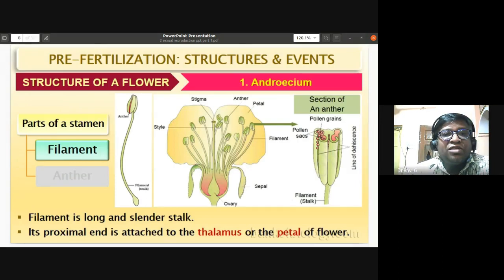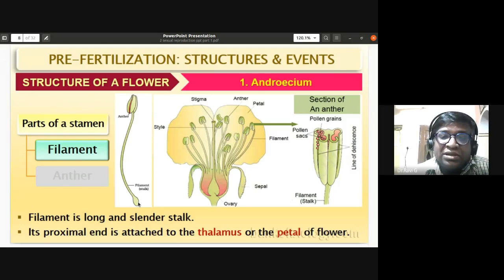In the structure of a flower, we will now discuss the filament. Filament is a long and slender stalk. Its proximal end, that is its base, is attached to the thalamus or the petal of the flower. If the proximal end of the filament is attached to the petal of the flower, we use a term called epipetalous.